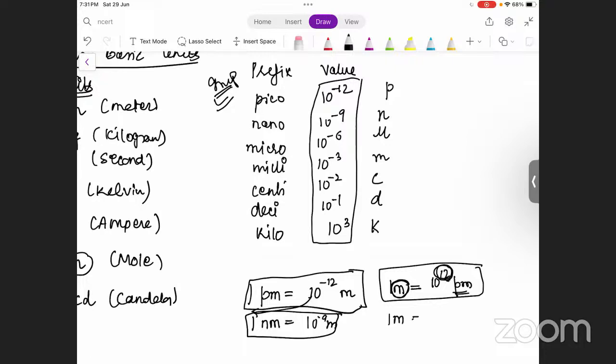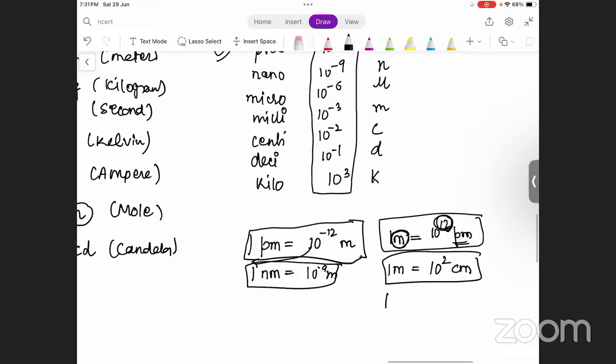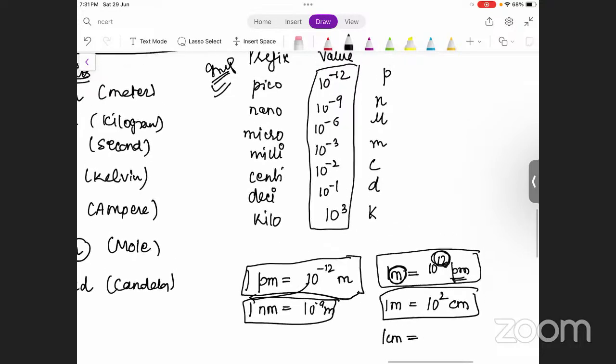So 1 meter will be equal to 10 raised to the power 2 centimeter. Now, opposite of it, how will I write? I'll write 1 centimeter, and as you can see here, it is 10 raised to the power minus 2 meter. So I am going from the smaller unit to a larger unit. Whenever I am going from a smaller unit to a larger unit, obviously it will be a smaller value. So the power will be negative.